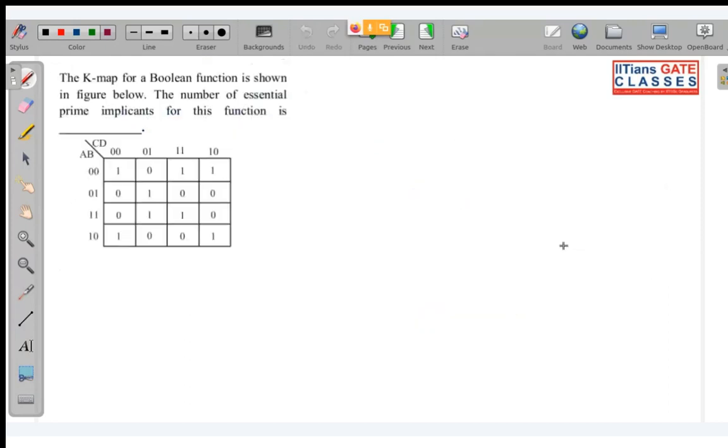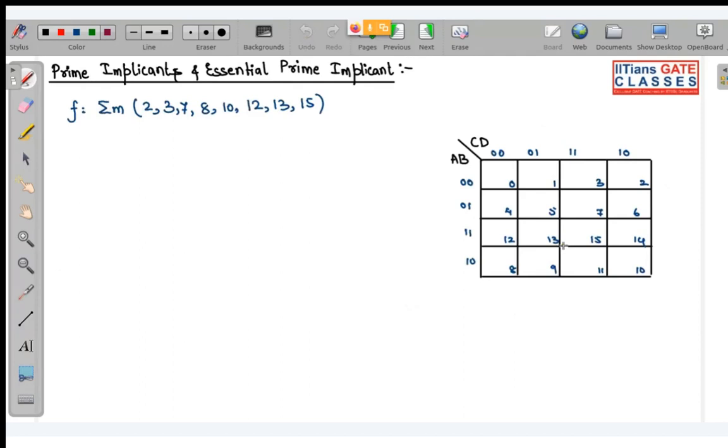Now the next very important topic is: what is prime implicant and essential prime implicant? How many of you have a basic idea of what is implicant, prime implicant, essential prime implicant? You can let me know so that I will know your depth in this topic. Does anyone have any idea what is implicant, essential prime implicant? It's okay, I am assuming that you don't know.